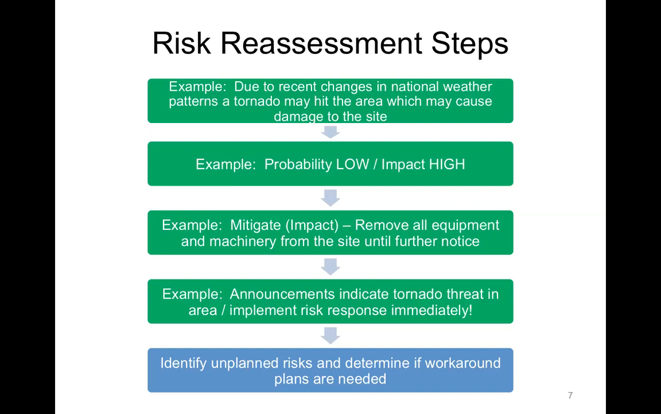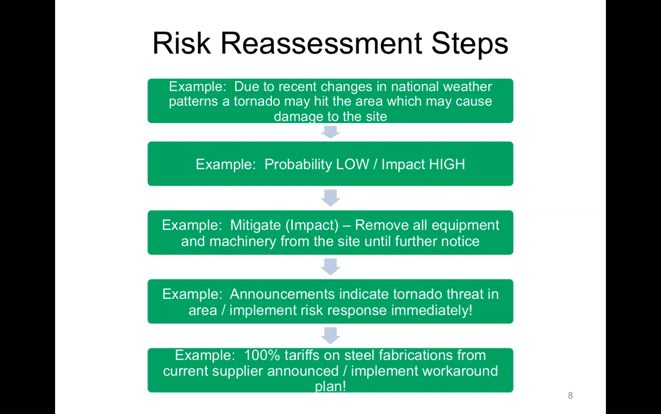And then we identify these unplanned risks. So what would be an example of an unplanned risk? Let's say, for example, suddenly tomorrow, there's an announcement of 100% tariffs on steel fabrications from our current supplier. So as of tomorrow, we're going to have to start paying 100% tariffs on steel fabrications from a key supplier in a different country. Okay, that's an unknown risk. We didn't even know that was going to happen, and it's now a problem. It's not a risk. It's not uncertain, and it has a direct impact.